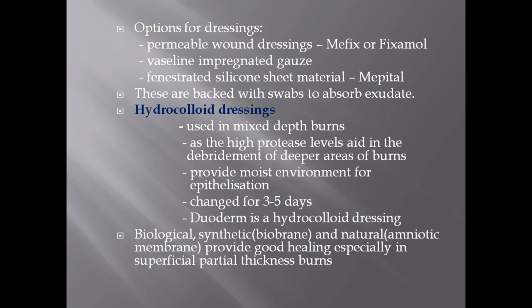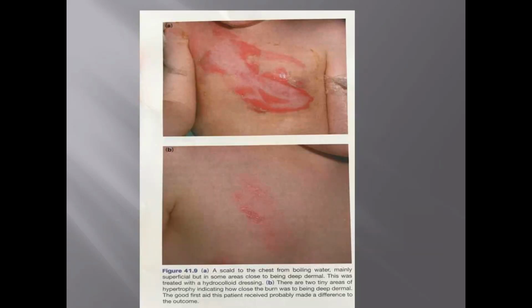So you might already know the salts and sores previously in burns. You have to remember these also. Biological dressings, synthetic dressings like Biobrane, and natural like amniotic membrane. Others are hydrocolloid dressings. You can see here, the child has some scar from boiling water. So on frequent dressings with hydrocolloid, there is very, very minimal scar. So these are very much useful.